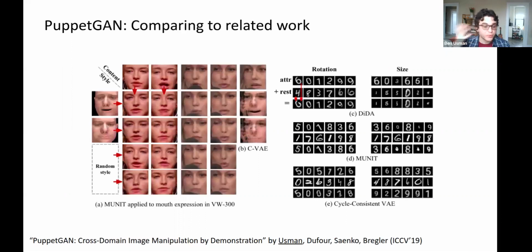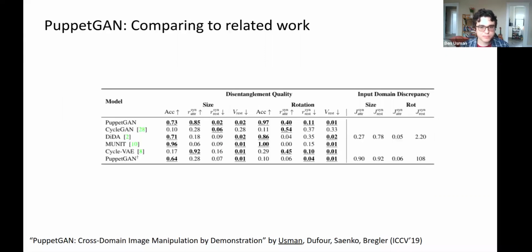And there weren't really any methods for a direct comparison at the time for this task, so we compared two methods that solve somewhat compatible problems data-wise, and none of them was able to get anywhere close to solving this problem, and we showed that quantitatively as well.